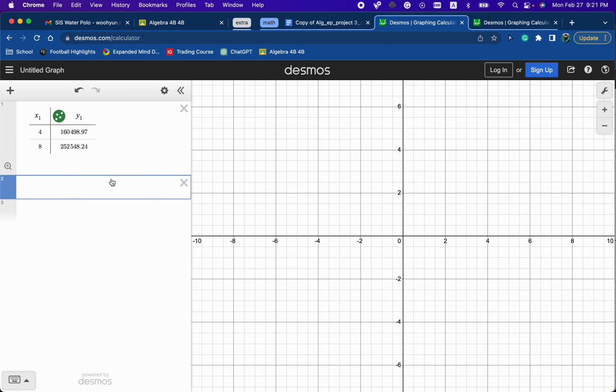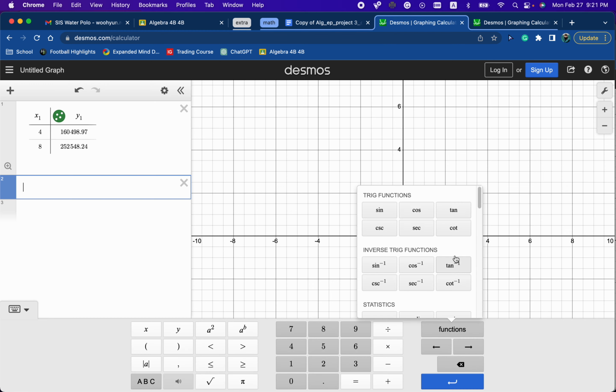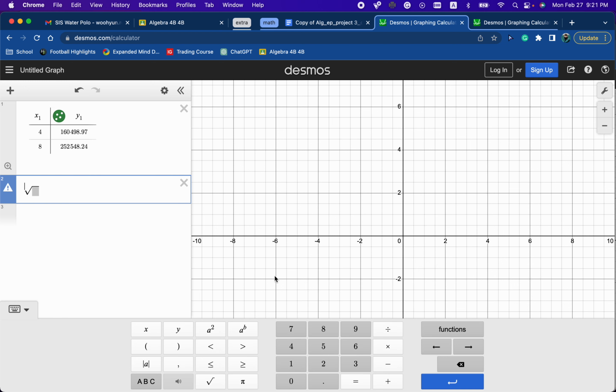But our first goal is to find the common ratio for each consecutive year. In order to find this, we're going to find the radical symbol right here. Why we need this is because this n is going to represent how many years have passed, and this representing how much it multiplied. So we're gonna put 4 because 4 years have passed, and 252,548.24 divided by 160,498.97.